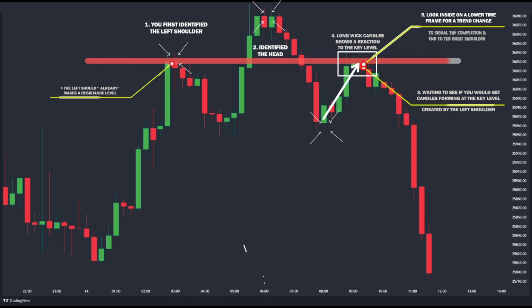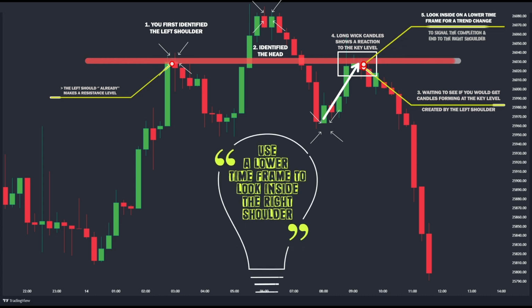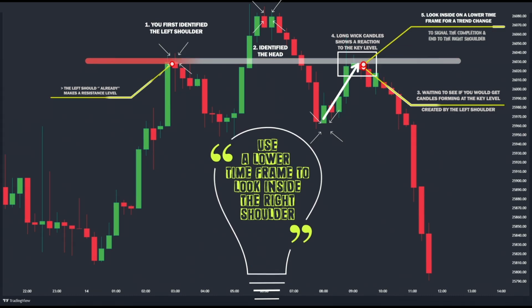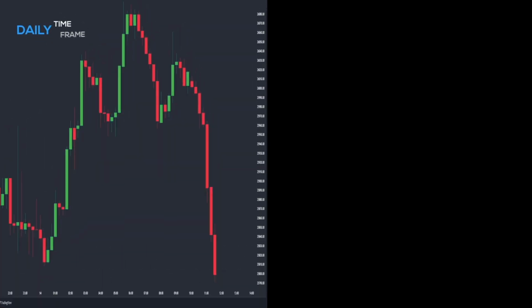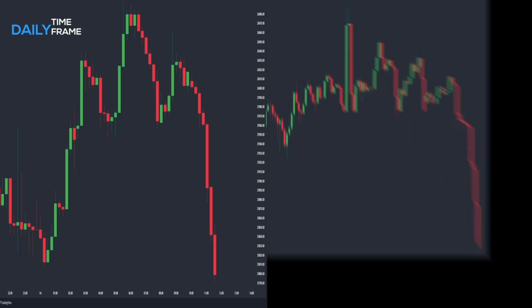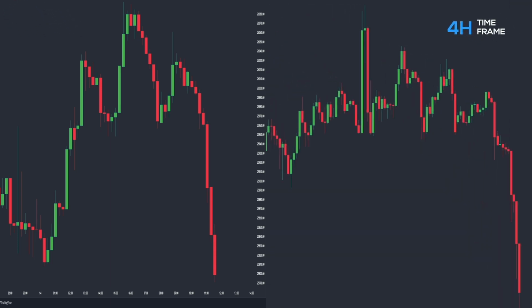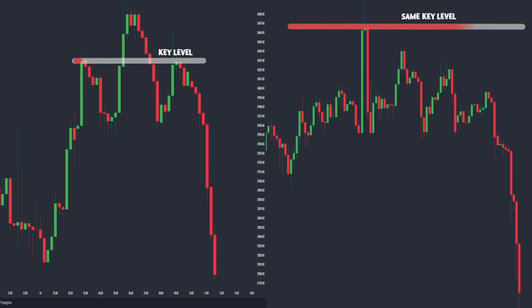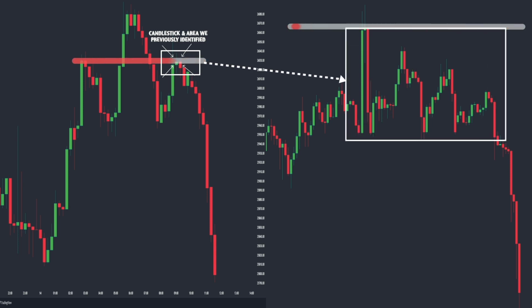So, let's pull up a lower time frame, specifically the 4 hours time frame. On the left is the daily time frame we just looked at, and on the right is the 4-hour time frame of the same asset. This resistance level here is the same resistance level here. This area here where this candlesticks formed is the same area here on the 4-hour time frame.